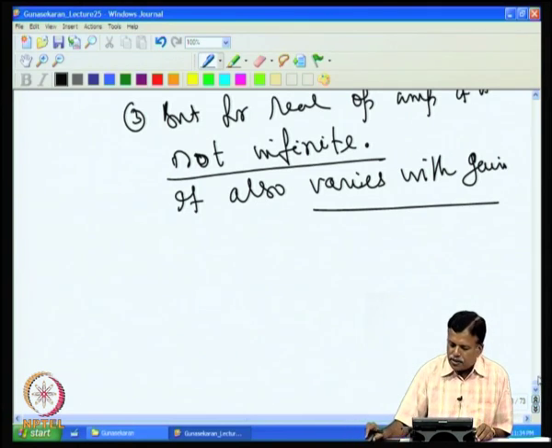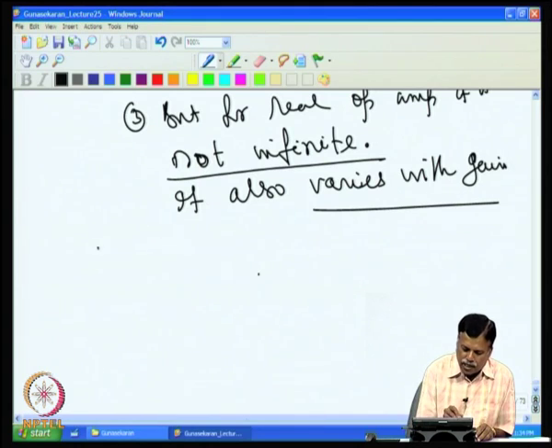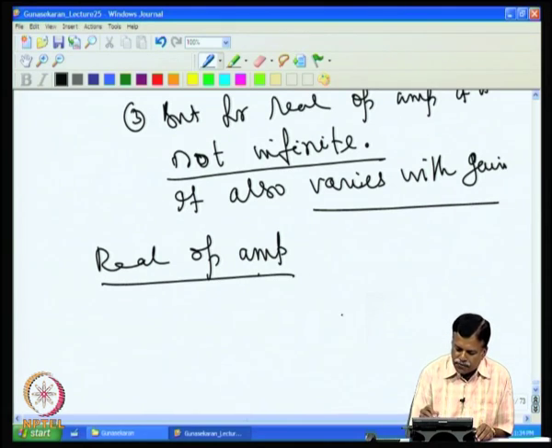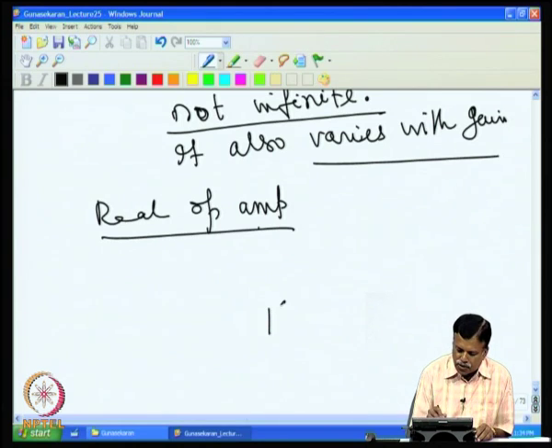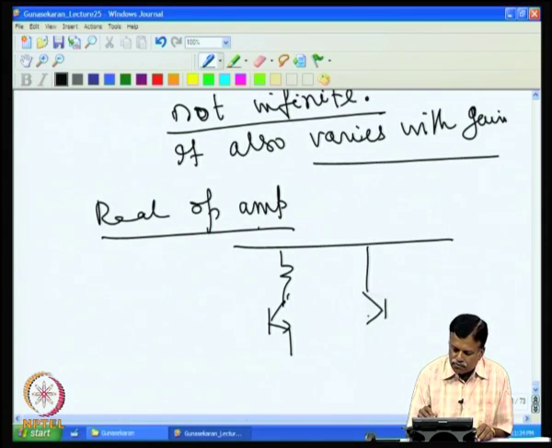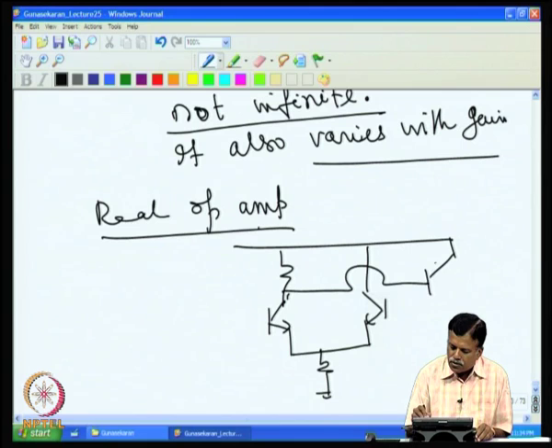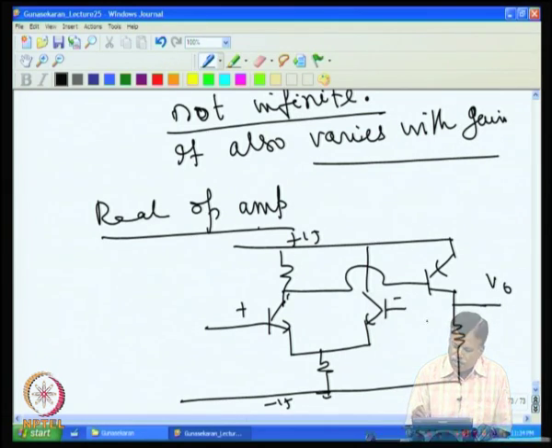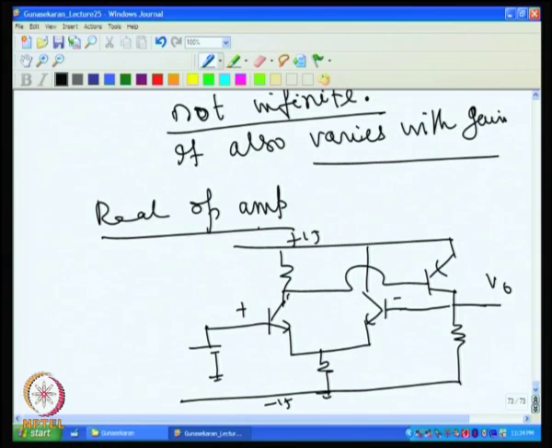What really happens is that in a real op amp, the input stage consists of a difference amplifier, because we can go back to our original operational amplifier design and see how it looks. For example, if you have plus 15 and minus 15, this is the plus input, this is the minus input, and this is the output. For a voltage follower we connect it this way, and we give the input here with respect to ground.